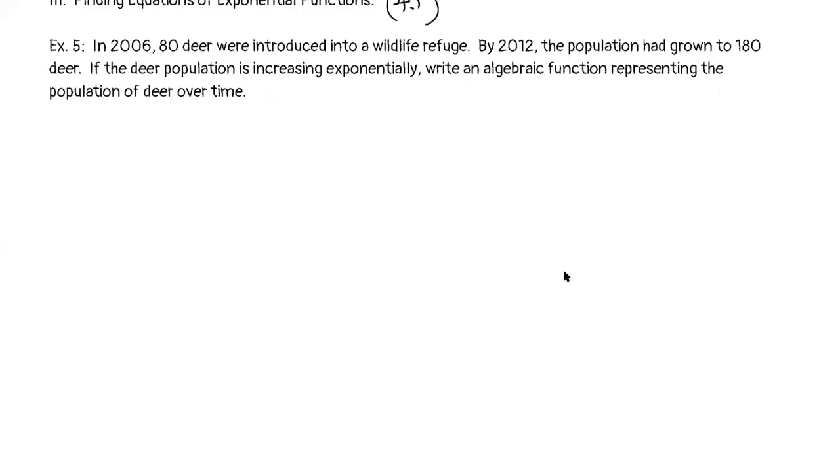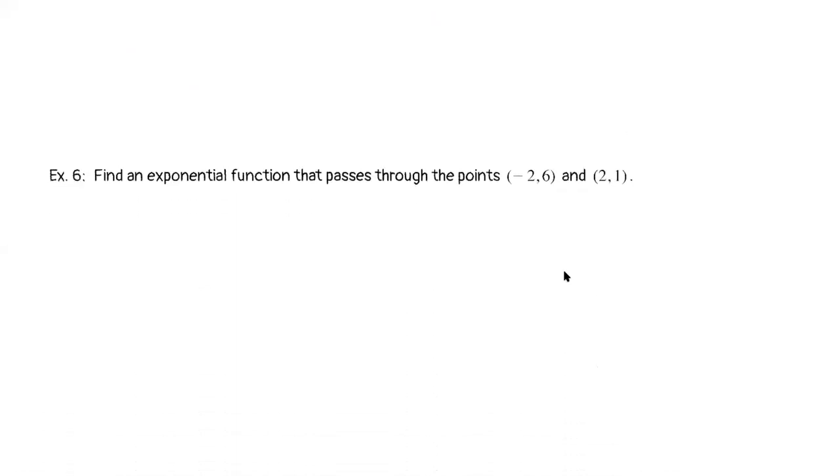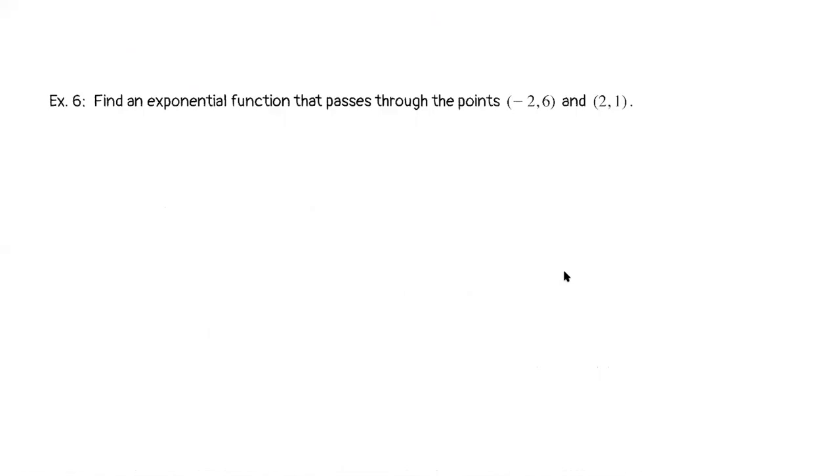Okay. And let's kind of scroll down and take a look at number 6. It says, find an exponential function that passes through -2, 6 and 2, 1. Okay. So we're actually going to start with question number 6 here. Both of these questions ask the same thing, only one of them has more words and the other really, I think, helps us unpack that process.